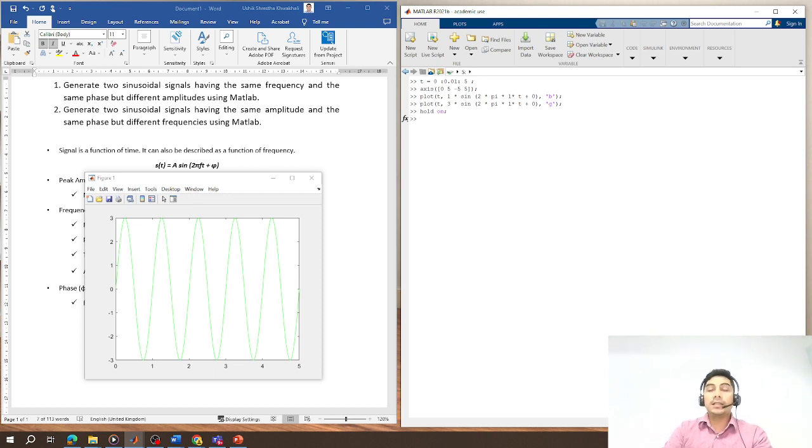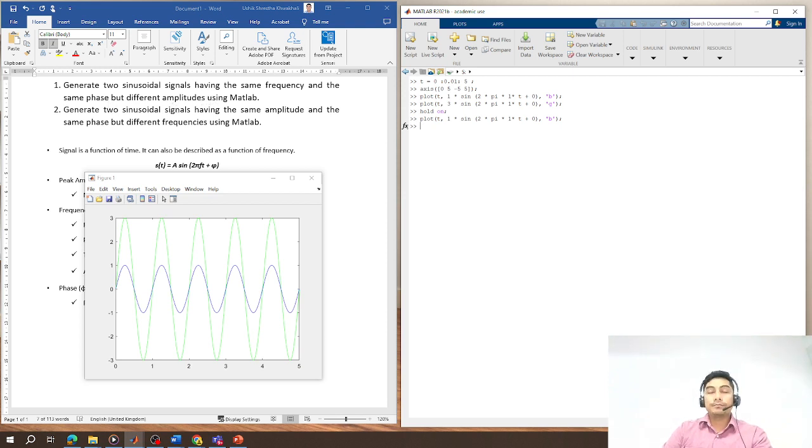All right. And then we can refer back to the previously used command. So if we press enter now, it will generate the signal in the blue color as well. Now we can see both the signals in the same graph. So here, the signal in the blue color has the amplitude of 1, while the signal in the green color has the amplitude of 3. So this way we can generate two sinusoidal waves having the same frequency and same phase but different amplitude values.